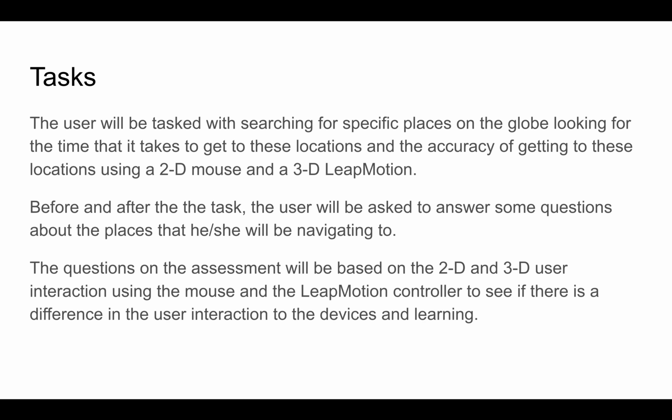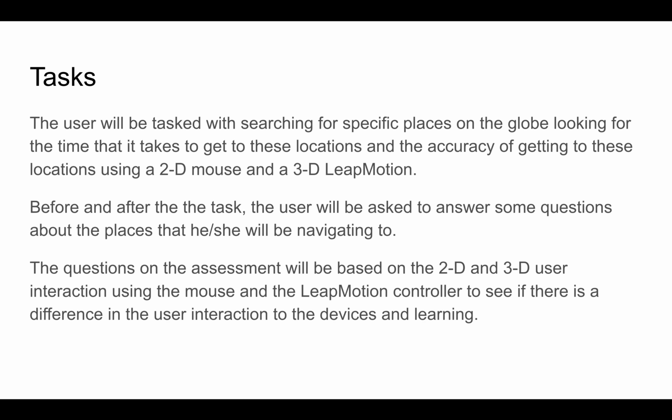So the task that the user will need to do is to search for specific places on the globe, and I'll be looking for the time that it takes to get to those locations and the accuracy of getting to those locations using a 2D mouse and a 3D leap motion. So this is going to be repeated measures, within subjects.